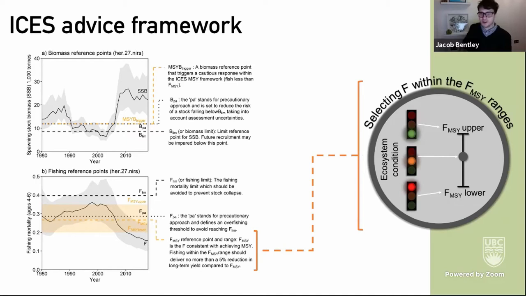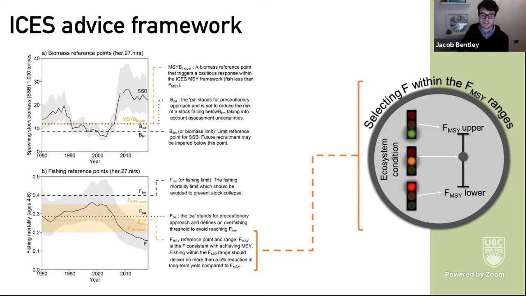So currently what ICES do for quite a few stocks is they provide an FMSY fishing reference point, but they also add a range around this FMSY now, so FMSY upper and FMSY lower. And it's the idea that you can remain within this range of fishing mortality and still be precautionary.